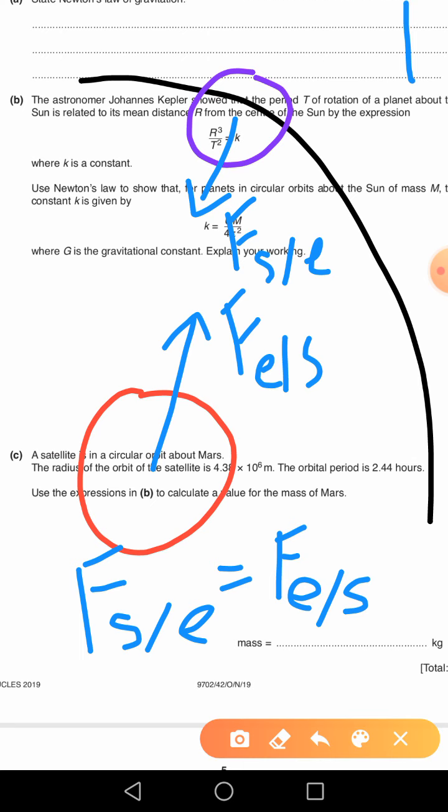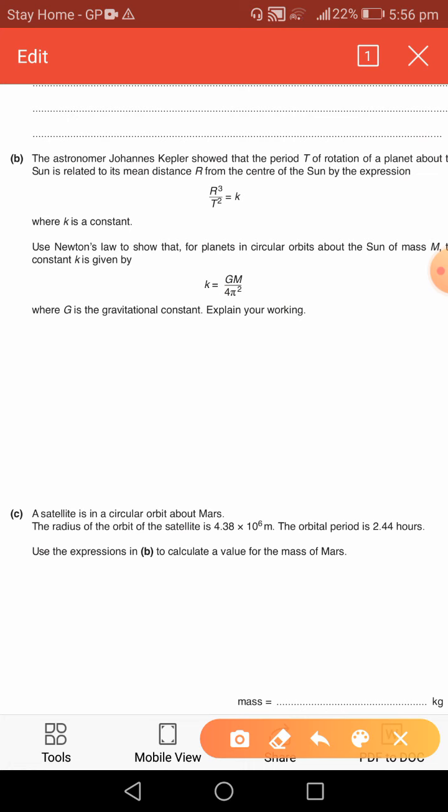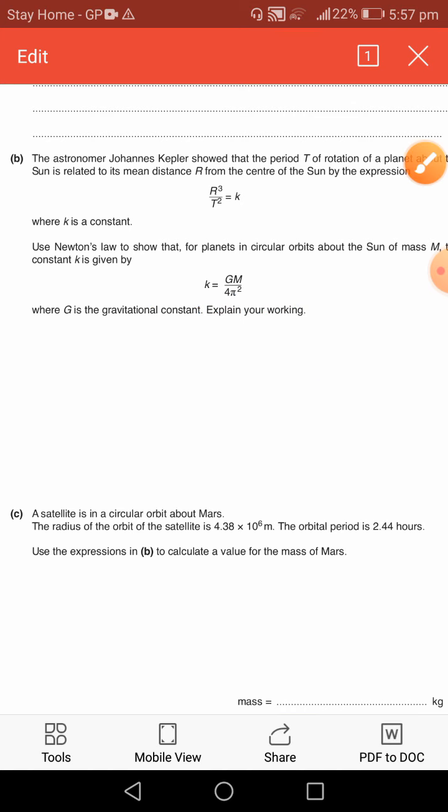And now let's apply the formula for the force of gravitation. So the formula for the force of gravitation would be F equal to, suppose capital M is the mass of the sun, small m is the mass of the planet, G M m divided by r square, where r is the distance between the center of the sun and the center of the planet. Okay, so now let's go to a second factor.